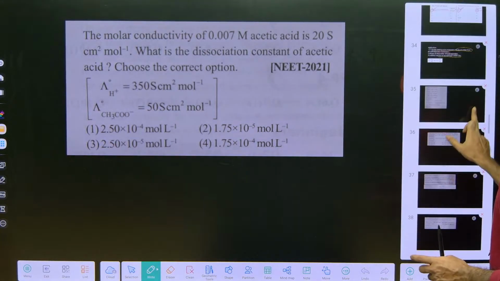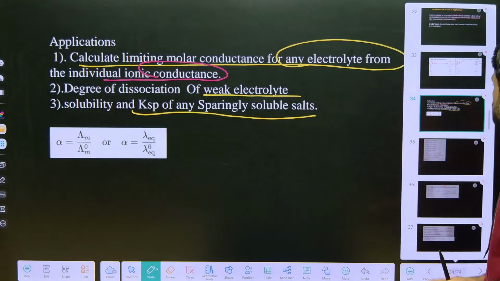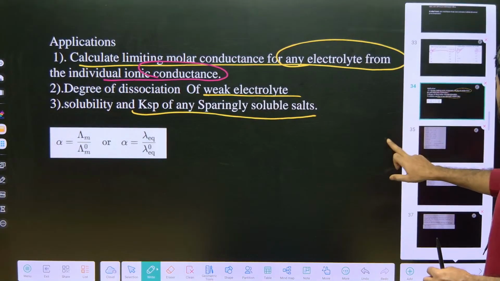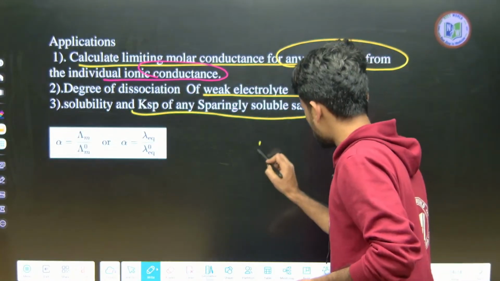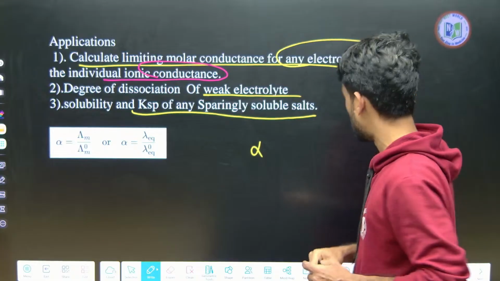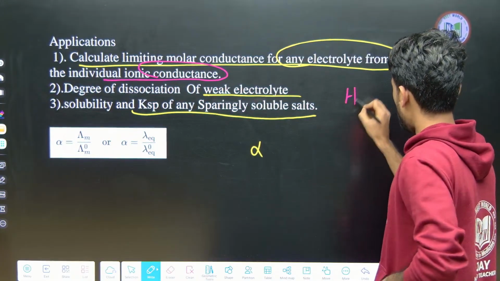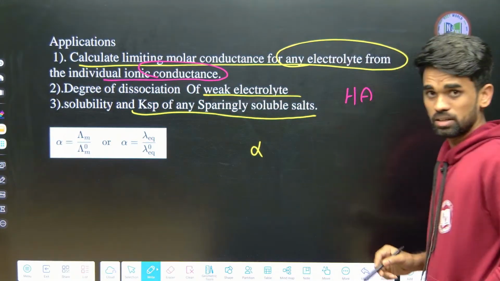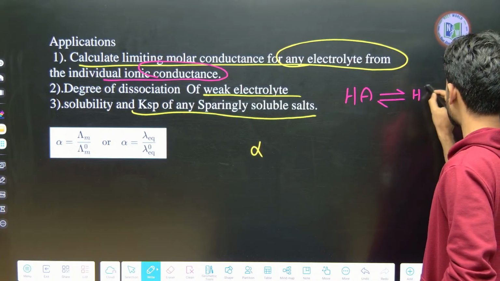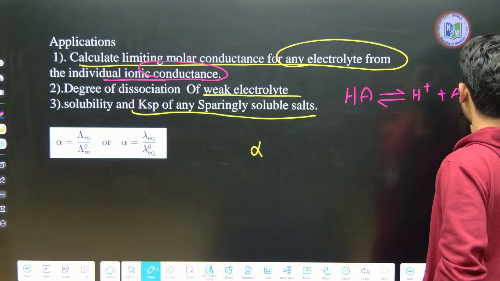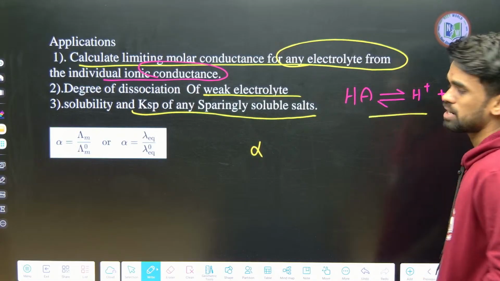So the first application is done. The second application we will be discussing is the degree of dissociation of a weak electrolyte. Degree of dissociation is indicated with the symbol alpha. For example, HA is a weak acid, so it will dissociate as H plus and A minus, but this dissociation is not 100%.